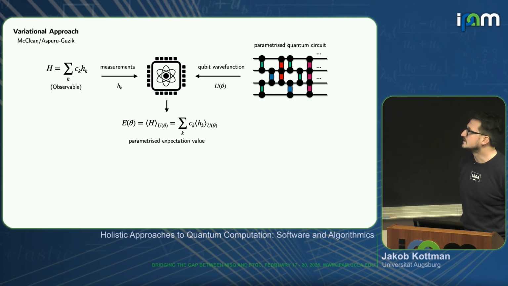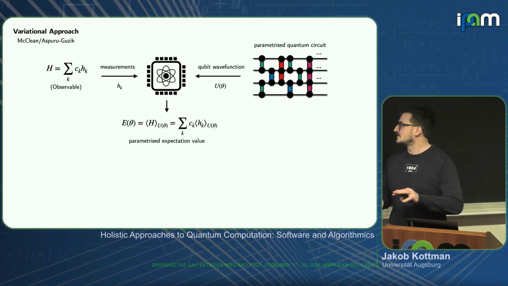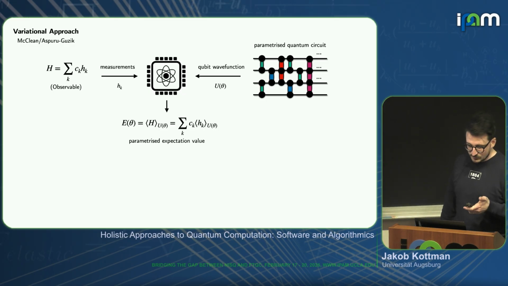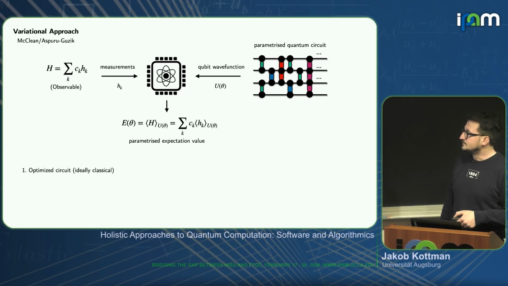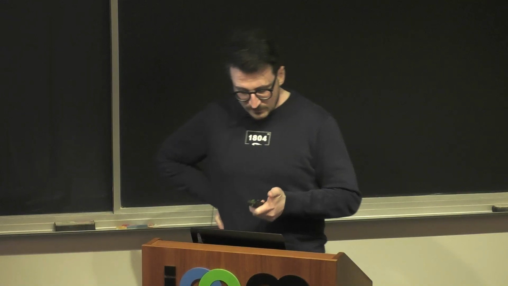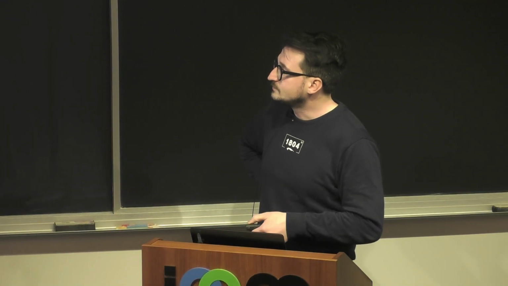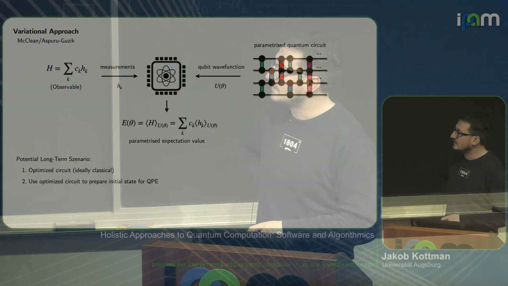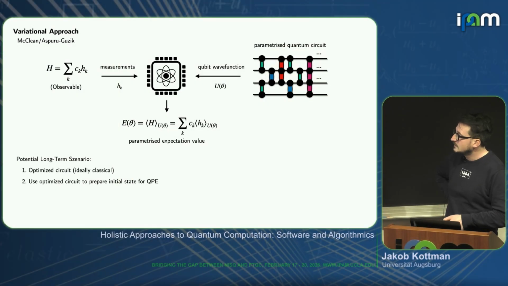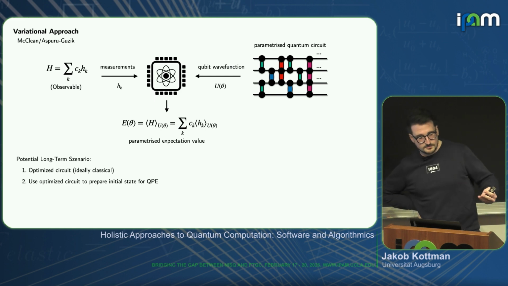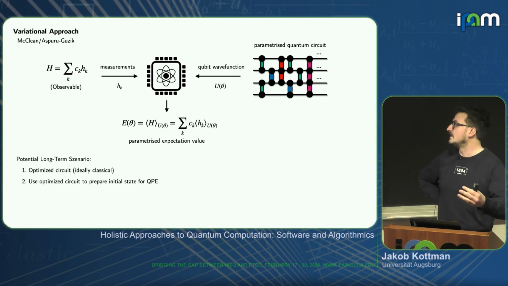So in the beginning, it was often seen as an alternative to phase estimation, but it's not necessarily something that you have to put into two buckets. You can, of course, combine this. For example, you could use this to optimize a circuit, ideally classically, because if we can do it classically, we can circumvent all the problems that usually come with these variational approaches. And so in the long term, we can have a two-step thing: you use this to get a good initial state, and then you use it to prepare an initial state for quantum phase estimation, and then ideally collapse into the state that you're looking for.